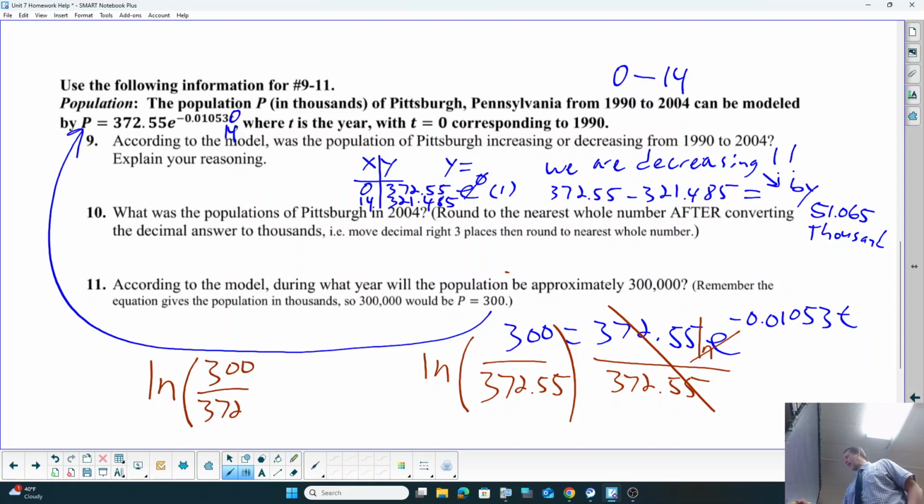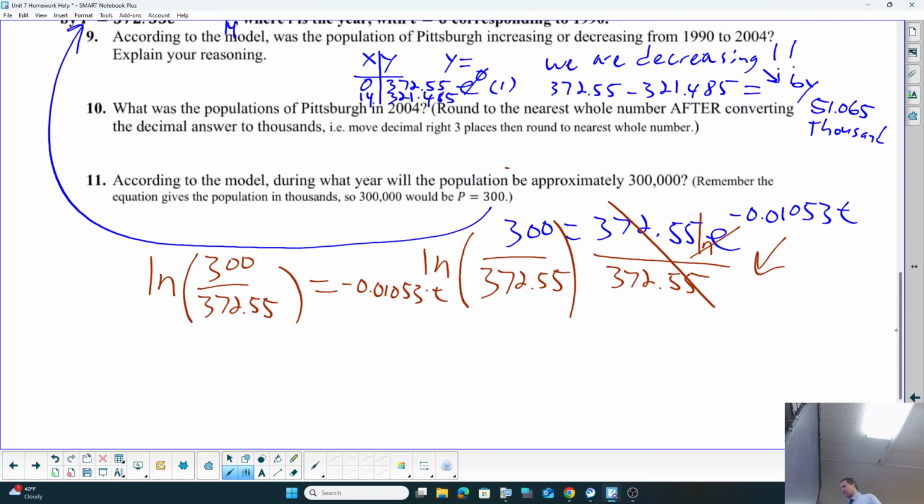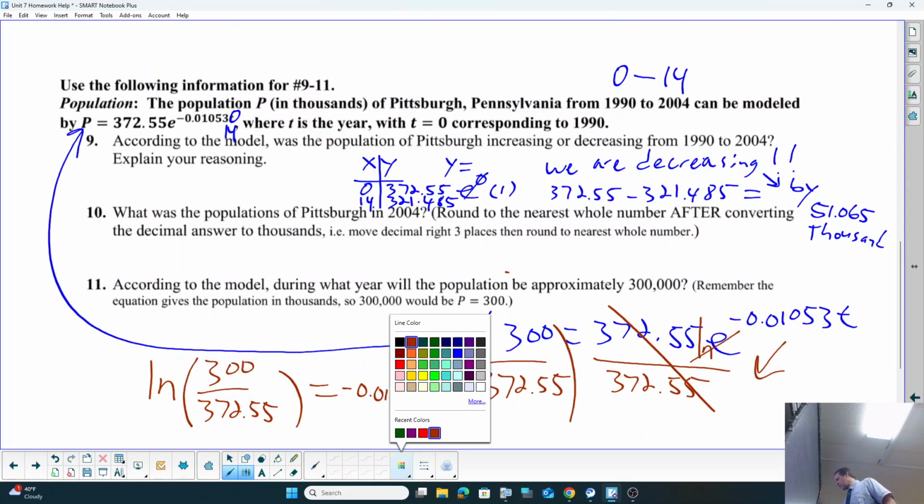I'm going to be super exact by just doing the whole thing. Equals, and then the exponent is going to come down now: negative 0.01053 and then t. Now I want to solve for t. So how do we solve for t?